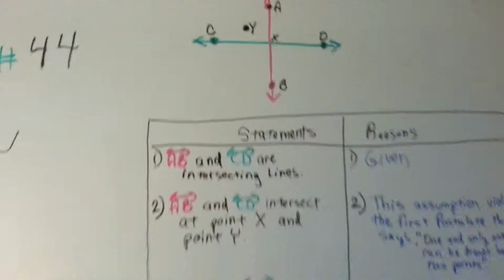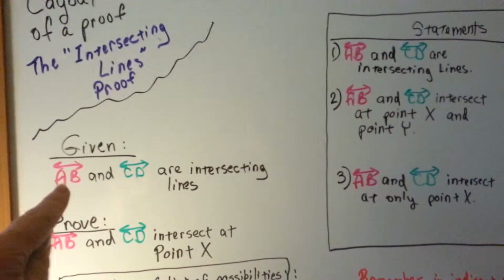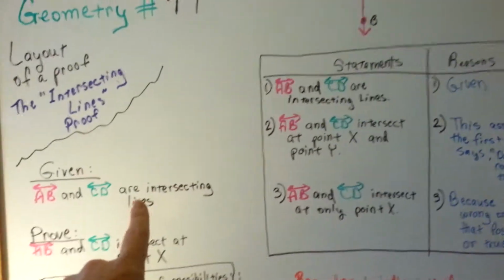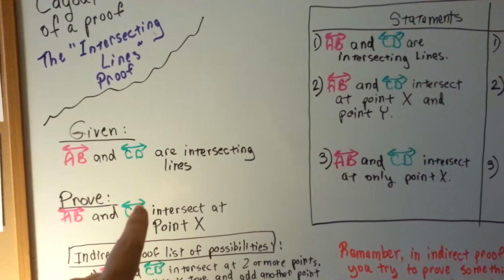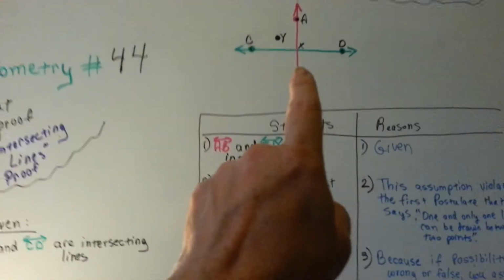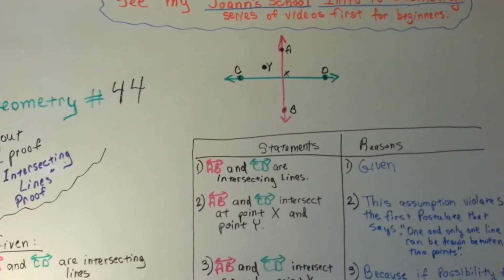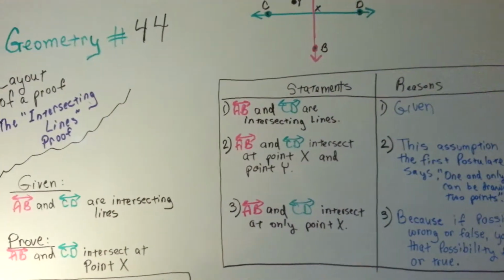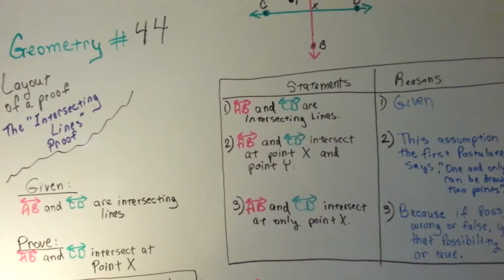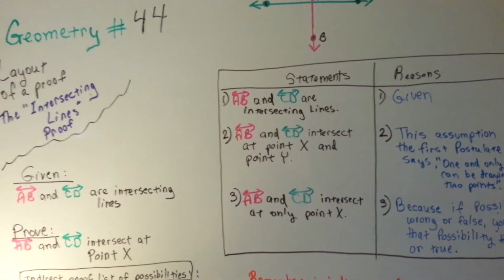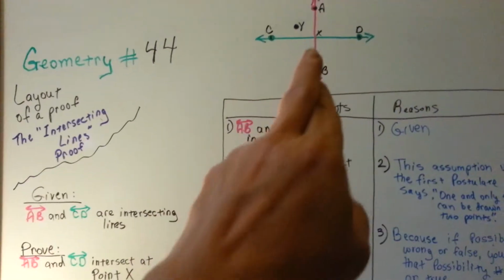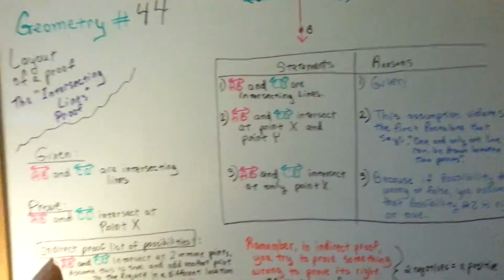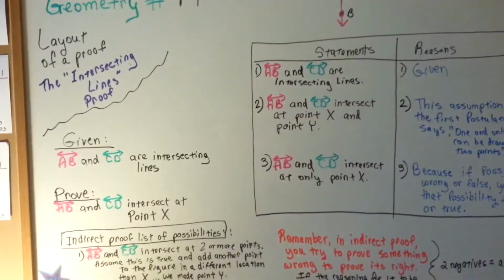All right, so let's see what we have in the given. It's given that the pink line and the green line are intersecting. Okay. We need to prove that the pink line and the green line intersect at point X. Well, I know you can look at this and say, well, I can see it intersects at point X, but that's not the reason for doing proofs. The reason for doing proofs is to teach you how to think with logic and deduction. So even though you can just look at this and say, I can see it intersects there, we still need to step by step show why that is true, okay?